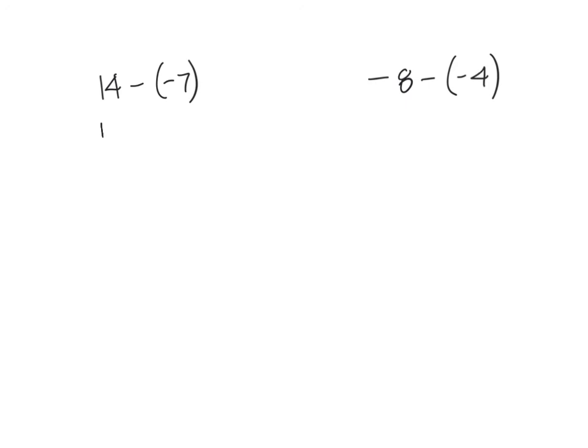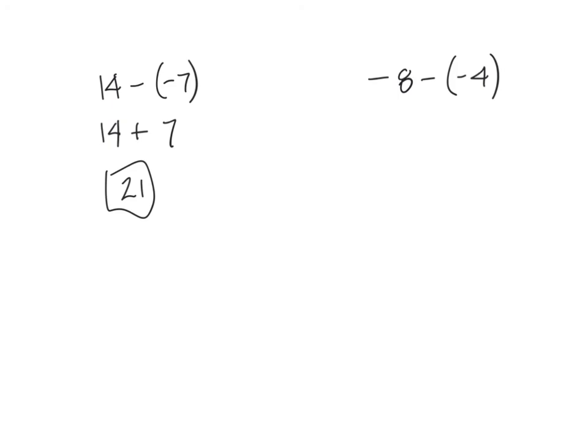So now this is going to become 14 plus, so now I've changed that subtraction to addition, and then I'm going to change that 7 to its opposite. So negative 7, the opposite of that is 7. So now it's a simple 14 plus 7, it's 21. Makes it much easier to do. Let's move on to the next one.